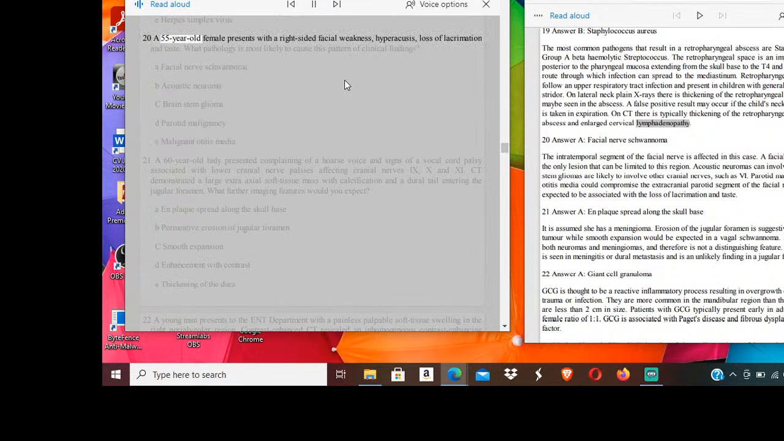Herpes simplex virus. 20. A 55-year-old female presents with a right-sided facial weakness, hyperacusis, loss of lacrimation and taste. What pathology is most likely to cause this pattern of clinical findings? A. Facial nerve schwannoma. B. Acoustic neuroma. C. Brain stem glioma. D. Parotid malignancy. E. Malignant otitis media.